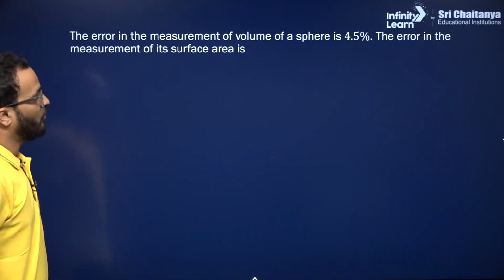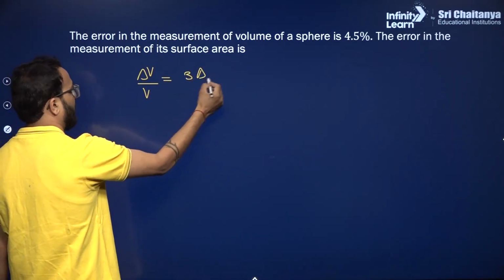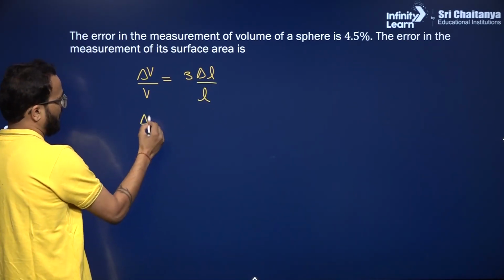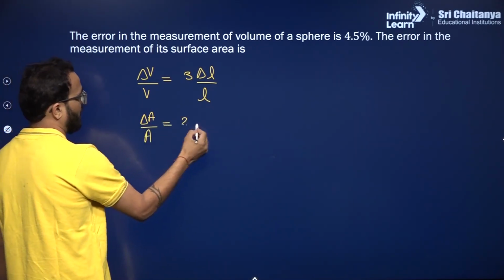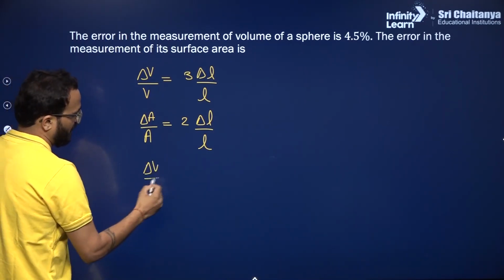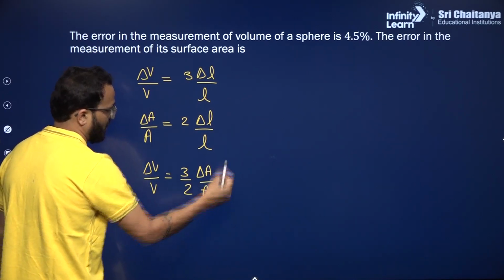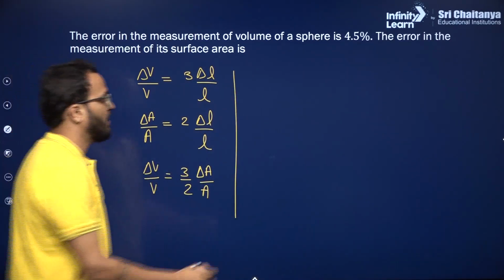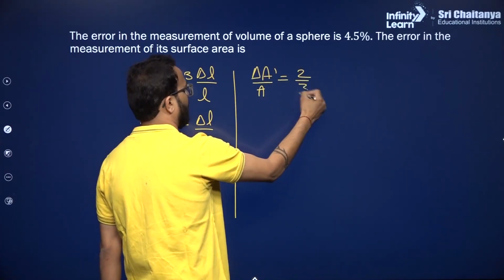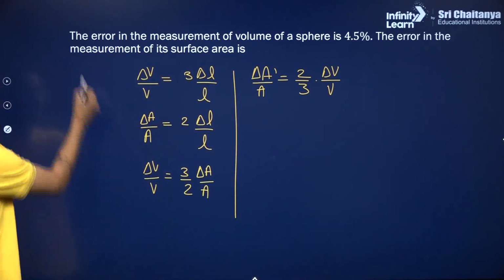The error in the measurement of volume, oh god, we know that delta V by V is 3 times delta L by L, right? Or we can say delta A by A will be 2 times delta L by L, right? So if you take the ratio, delta V by V is 3 by 2 times delta A by A. So what is delta A by A? It is 2/3 of delta V by V. So it is 4.5%, it will be 3%, right?